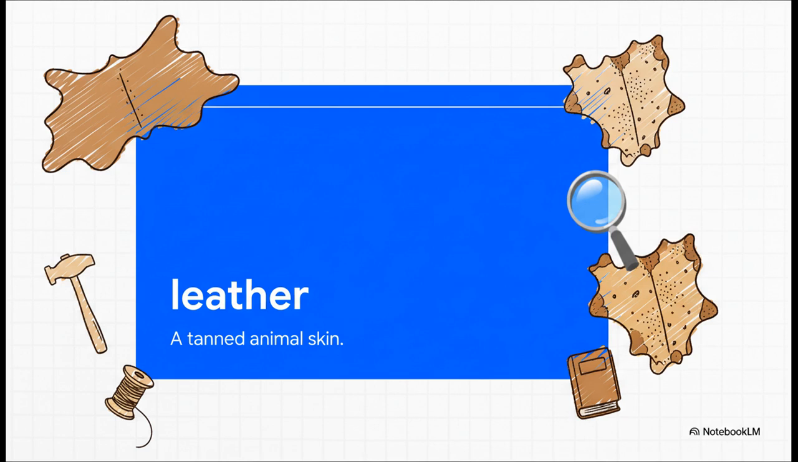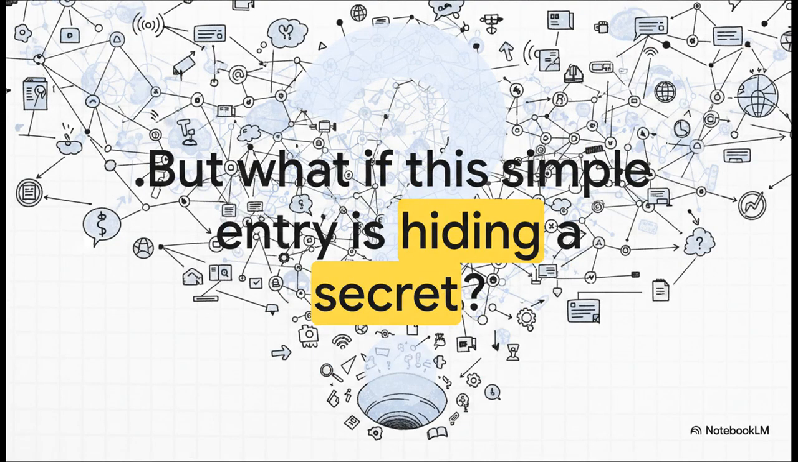Or is there? Because what if this very simple, kind of boring entry is actually hiding a clue that points to this huge invisible system that was designed to completely change the way we communicate? Yeah, this little definition, it's the top of a very, very interesting rabbit hole.